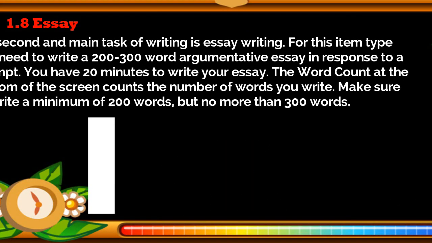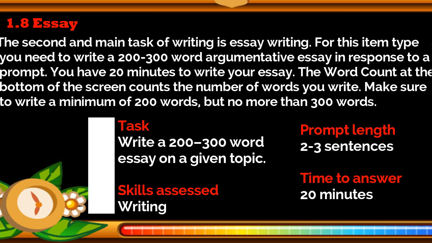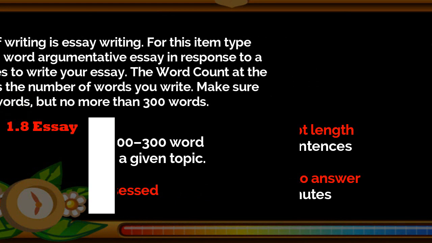The second and main task of writing is essay writing. For this item type you need to write a 200-300 word argumentative essay in response to a prompt. You have 20 minutes to write your essay. The word count at the bottom of the screen counts the number of words you write. Make sure to write a minimum of 200 words, but no more than 300 words.